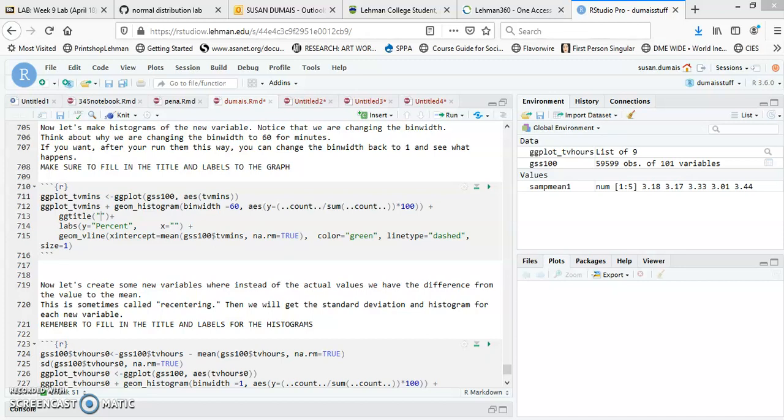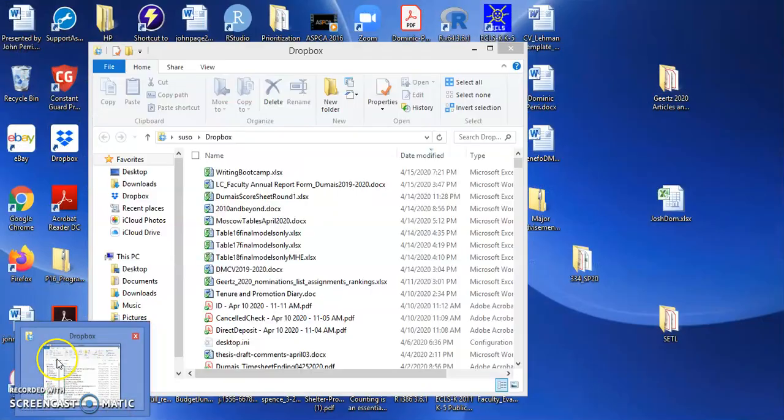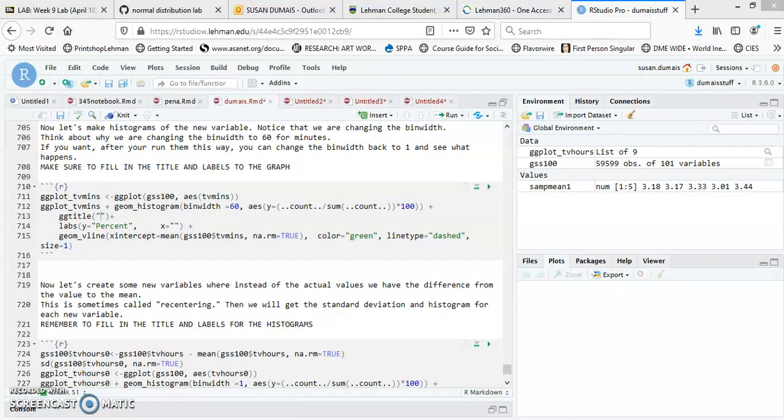All right, so now we're back with another 15 minutes of free video time. We were about to work on making the histogram for the TV minutes variable, which was our TV hours variable multiplied by 60. And we need to put in a title.